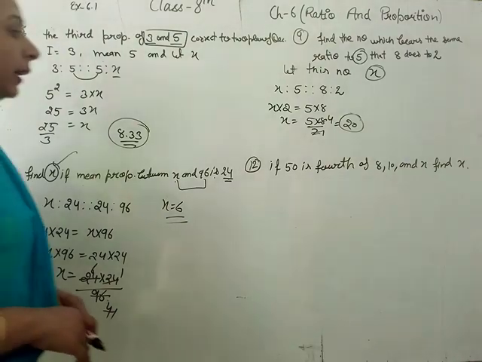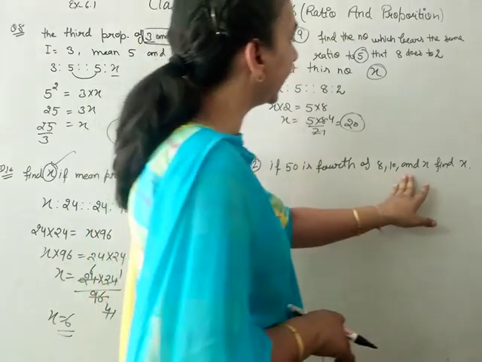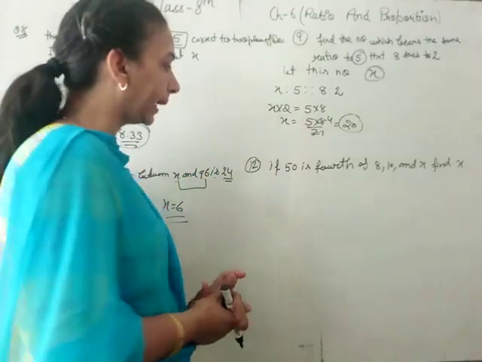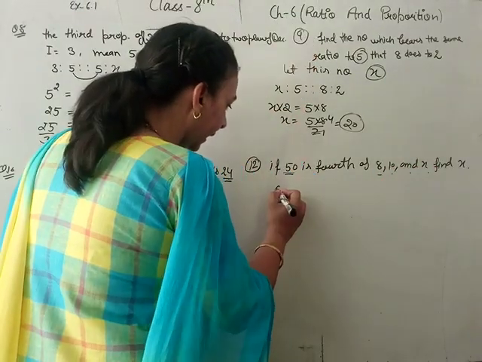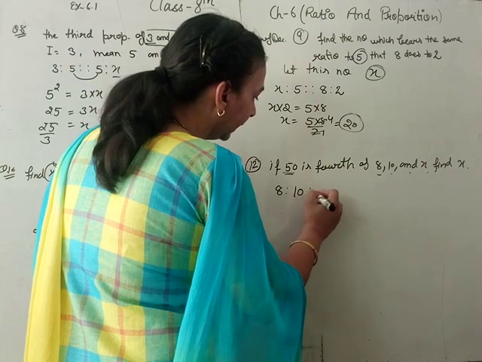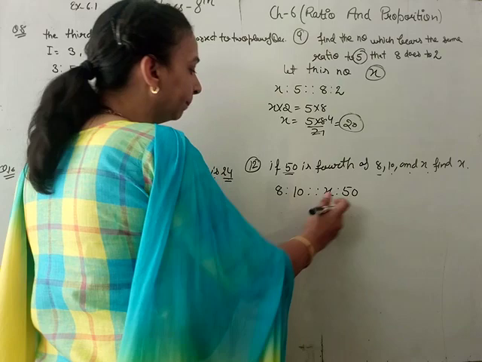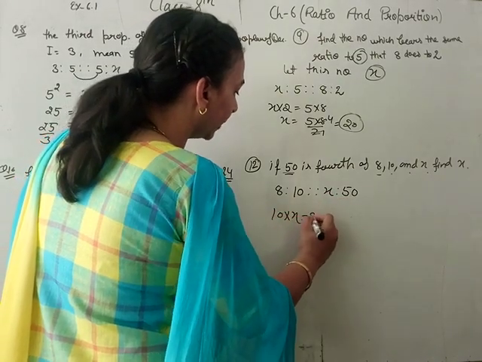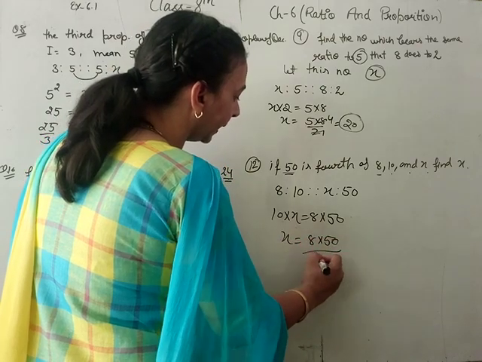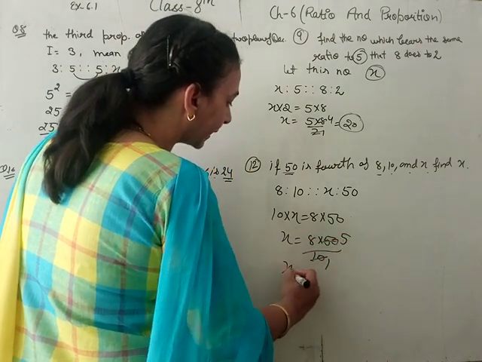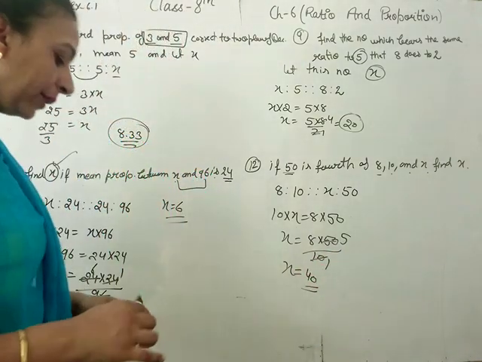Next is, if 50 is the fourth proportion of 8, 10 and x, find the value of x. 50 is the fourth of 8, 10 and x. That means 8 is first, 10 is second and x is third and 50 is fourth. Then 10 multiplied by x equals 8 multiplied by 50. X equals 8 multiplied by 50 by 10. 10 ones are 10 and 5. X equals 8 fives, 40. Then the value of x equals 40.